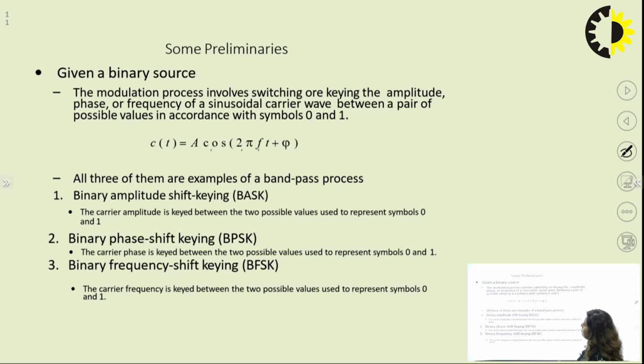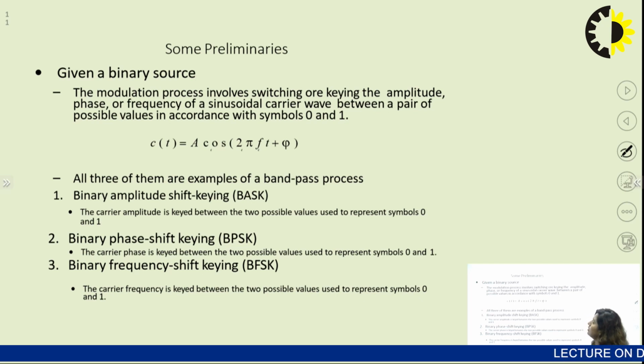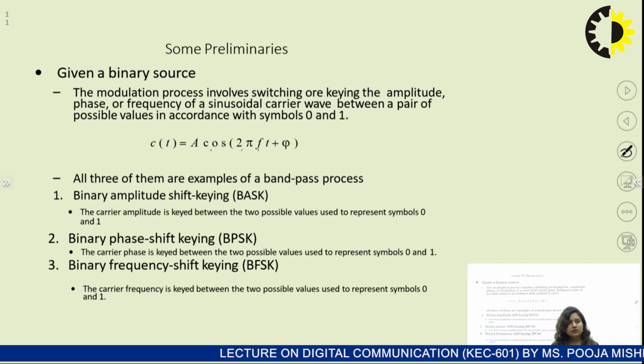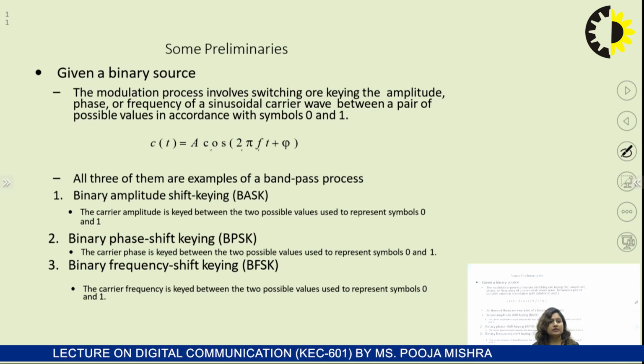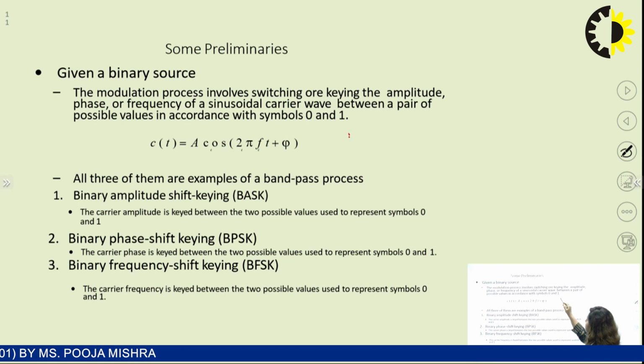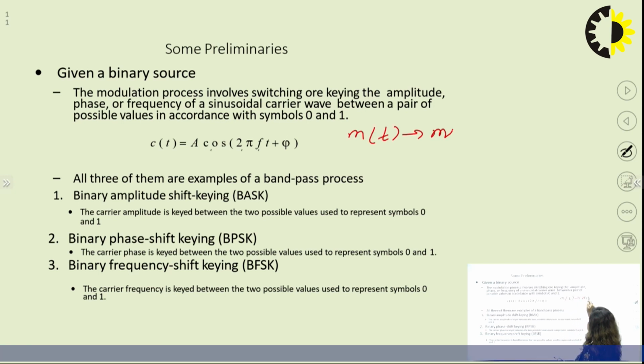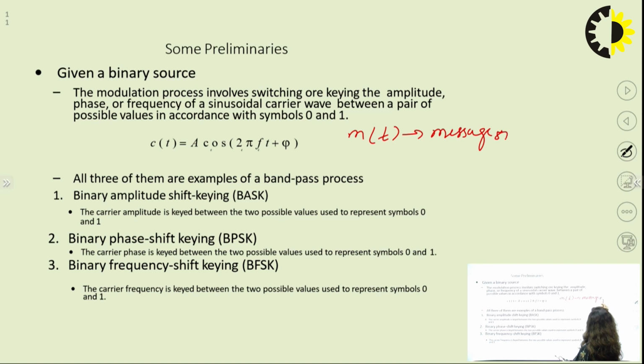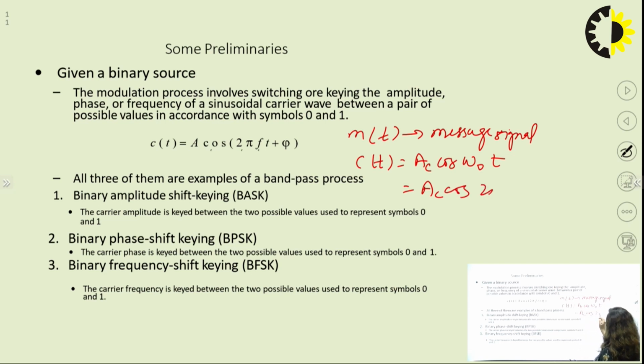So there are some preliminaries which we can discuss here. Given a binary source, the modulation process involves switching or keying the amplitude, phase or frequency of a sinusoidal carrier between a pair of possible values in accordance with the symbols zeros and ones. So in the case of analog communication, we have two signals, that is the message signal m(t) and the carrier signal c(t), which is A_c cos(omega naught t), or we can also write A_c cos(2 pi f_c t + phi), where phi is your phase.